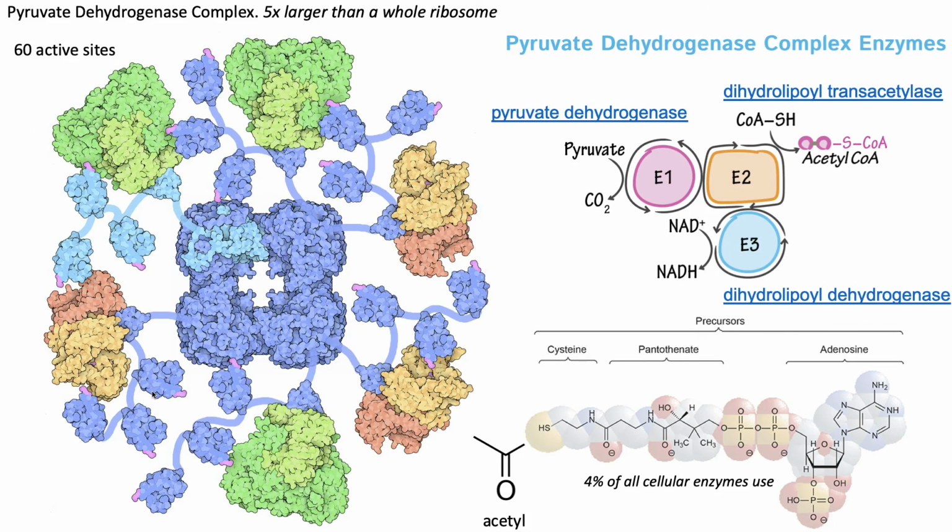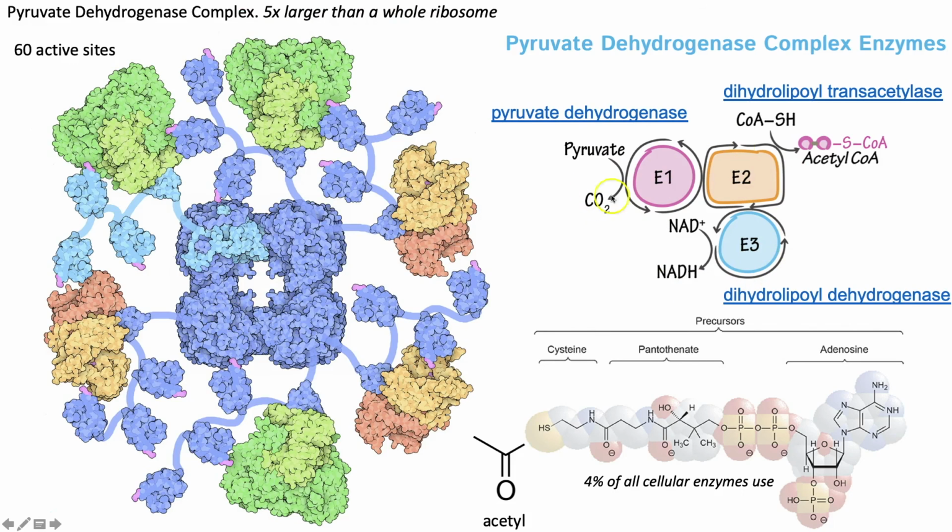Now, the pyruvate dehydrogenase complex is, to say it is massive is an understatement. It has 60 active sites. It's 5 times larger than an entire ribosome. An entire ribosome. Those things are huge. It's 5 times bigger than that. It's so big. That should blow your mind. It blew my mind. I didn't know about that until I just read it a couple minutes ago.